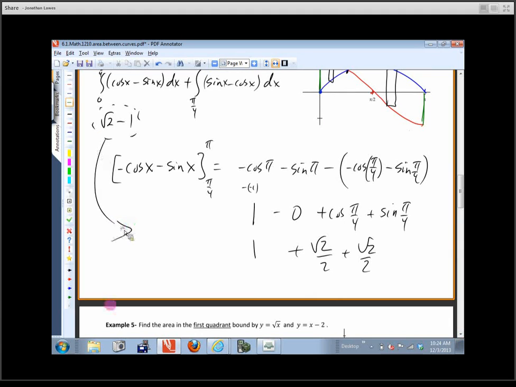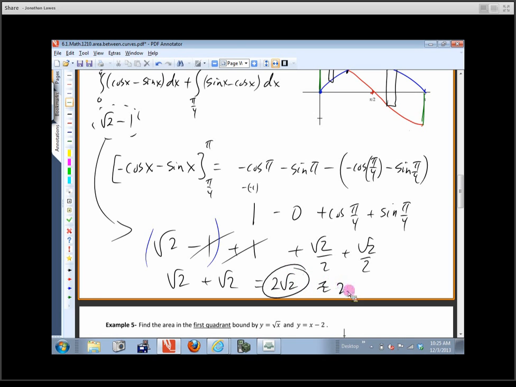So I'll bring down that original answer right here. So I had radical 2 minus 1 and then plus the 1. So these guys will go away. Okay, this is from that original integral right here, right? Is that okay? So I get radical 2 from this one, and I get radical 2 from this one. So I get 2 radical 2 as an exact answer, and roughly 2.8-ish for that one. Okay, any questions?